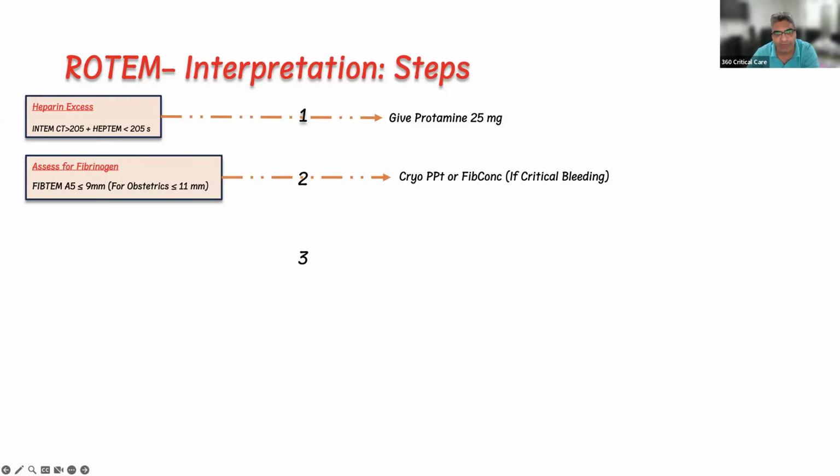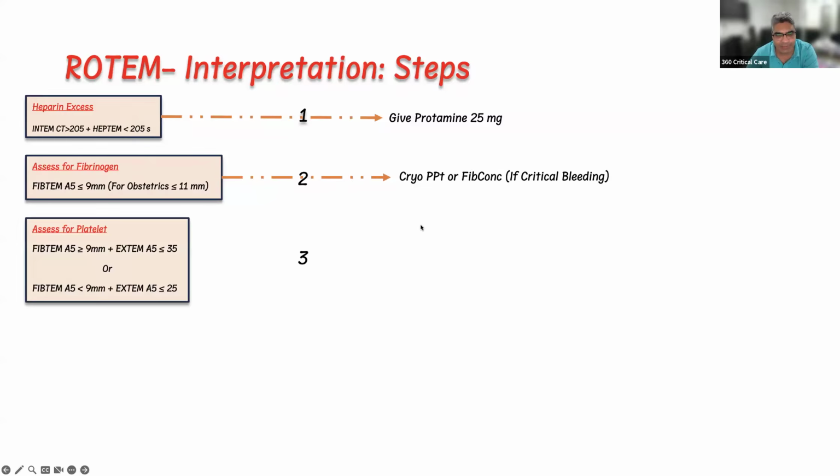The first step is the assessment of fibrinogen, or first, if the patient is on heparin, you have to rule that out. And the next step is the assessment of the fibrinogen. Then the next step is looking at platelet function. As I said, platelet function is assessed in two different channels: one is FIBTEM, the other is EXTEM. But in FIBTEM, we neutralize the platelets and look at only the fibrinogen effect. If the clotting time is high in both FIBTEM and EXTEM, you know that it may be due to fibrinogen or platelets or both.